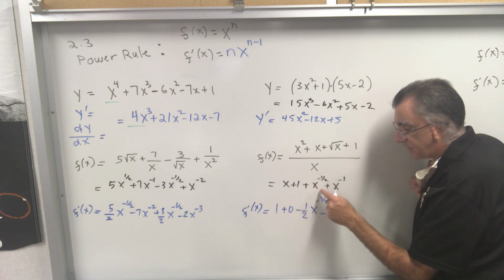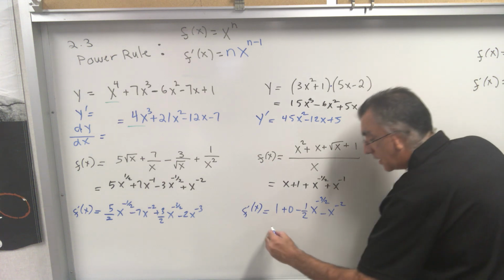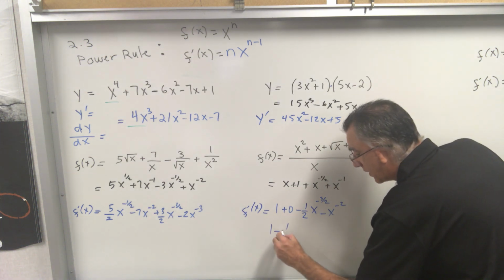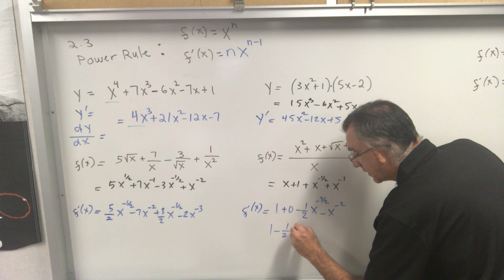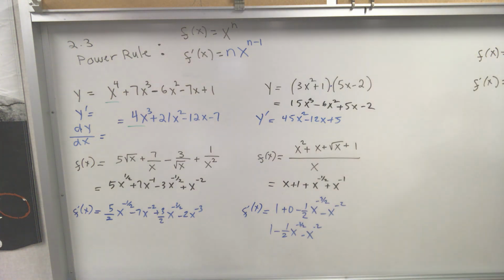Bring the negative 1/2 down and subtract 1. Bring the negative 1 down and subtract 1. And again, we don't normally write the 0. Now, why does that work?